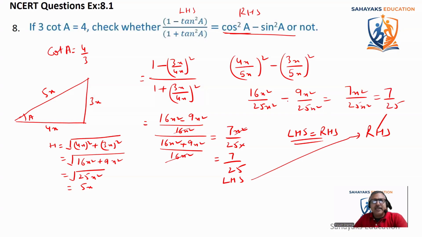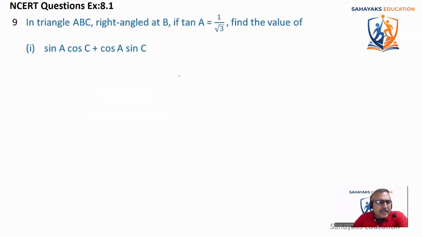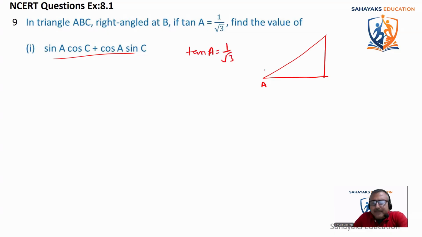Okay, so let's come to the next question now. In a triangle ABC, right angle at B, if tan A is equal to 1 by root 3, find the value of this. Now let's make a triangle here. When it's tan A, okay, this is A. And when you're talking about tan A is equal to 1 by root 3. What does it mean? It means the sides are x by root 3x. This is equal to perpendicular by base. So I'll just say it is x by root 3x.